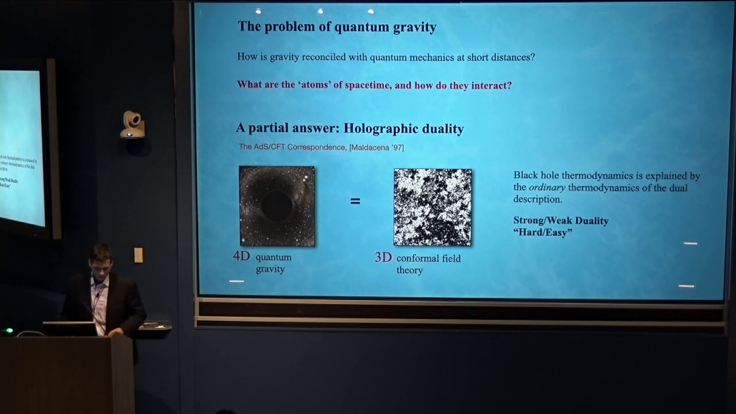This duality is what's known as a strong-weak duality. What that means is that often problems that are hard, questions that are hard, calculations that are hard on one side become easy on the other side. Not always. Sometimes things are hard on both sides. But often it takes a hard problem and replaces it by an easy problem in the dual description. And that's why dualities like this have become such an essential tool.